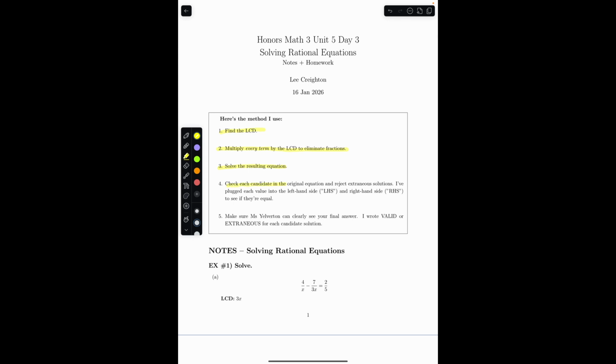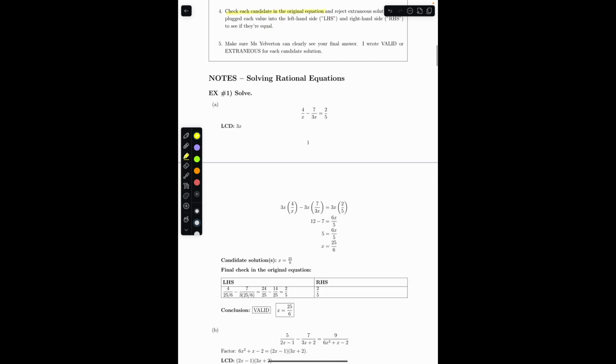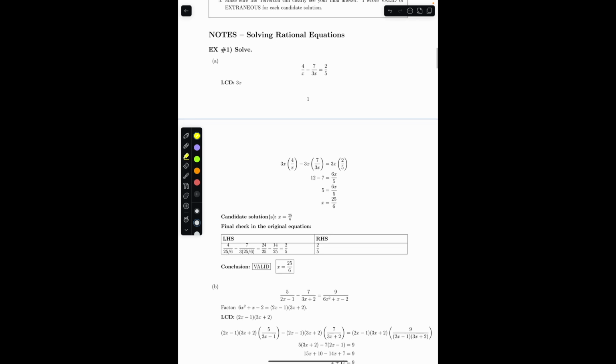Finally, you should check each candidate solution in the original equation. When I wrote that out down below, I want you to see, like in this first equation that we solved, 25 over 6 was the answer that we got. I don't know if you remember that. You can see here where I plugged it in. Here I plugged it into what I'm calling the left-hand side, and the right-hand side was just 2/5.